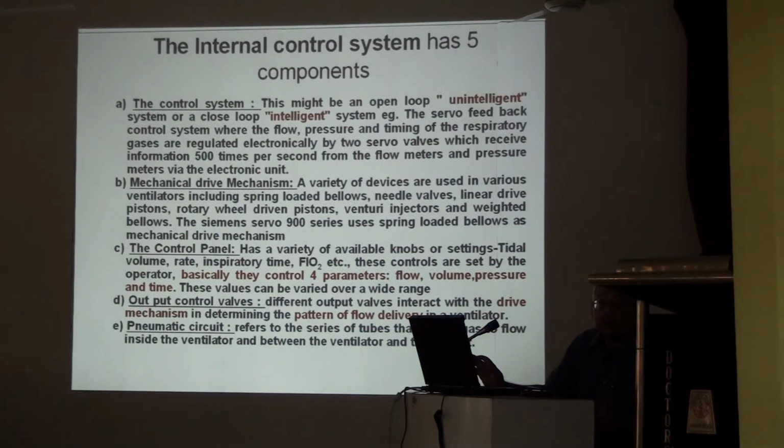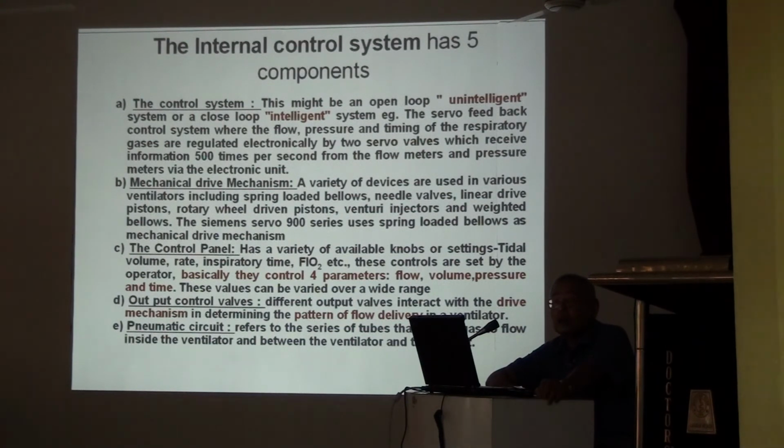Forget about the technology, this is not an engineering class, I am not going into the details. I am deliberately not going into the details of the operational side. But now I will tell you about the basic operation of how a machine works. That means the 5 components. The internal components are the control system, mechanical drive mechanism, control panel, output control valves and pneumatic circuits. These are common to all the ventilators.